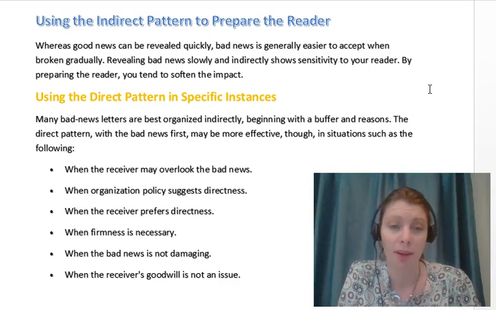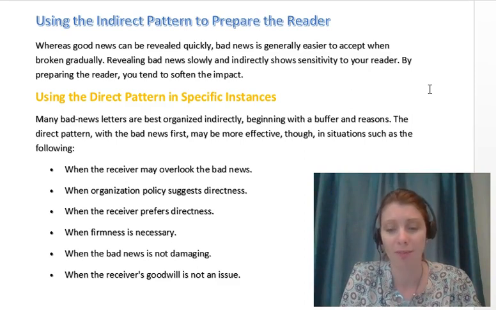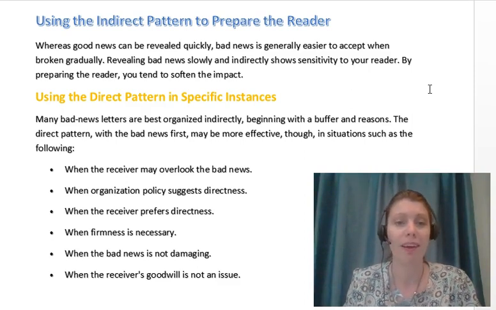Another time you might use this is when firmness is necessary. Messages that must demonstrate determination and strength should not use delaying techniques. For example, the last in a series of collection letters that seeks payment of an overdue account may require a direct opening.